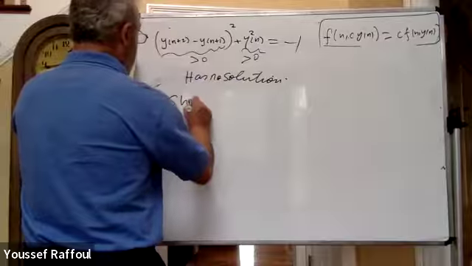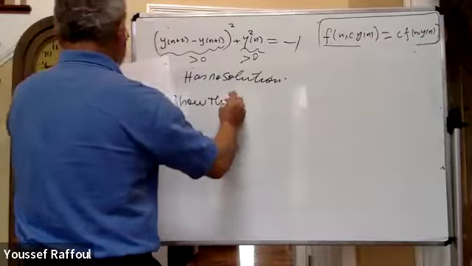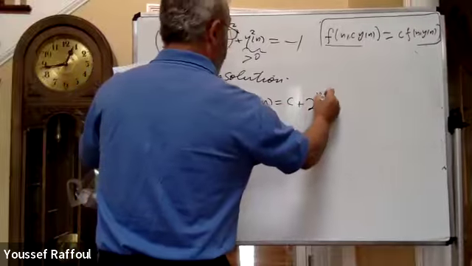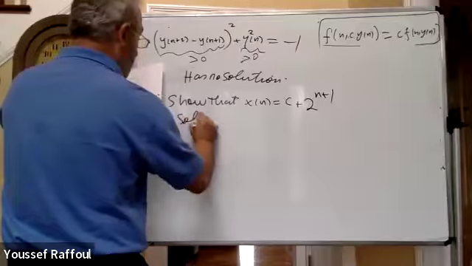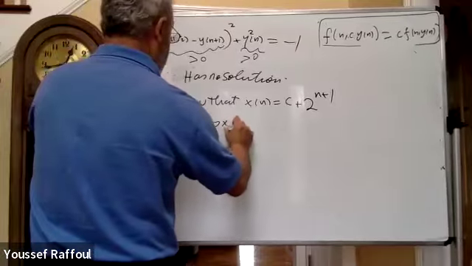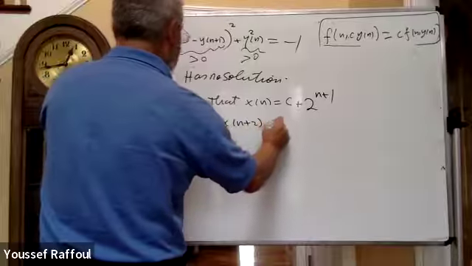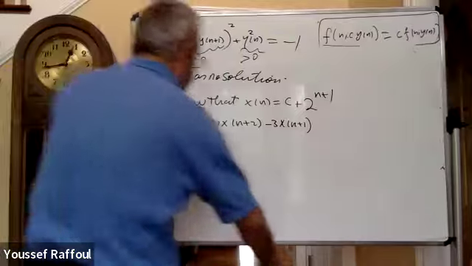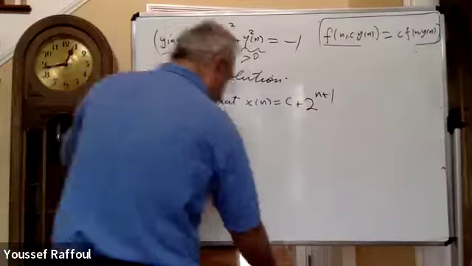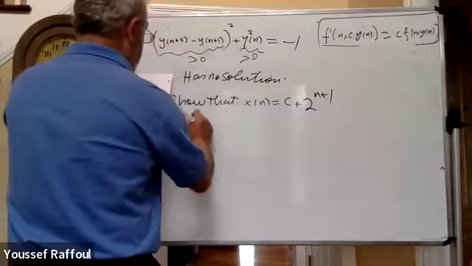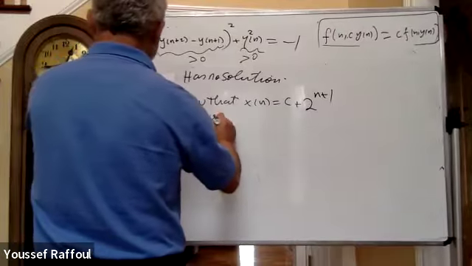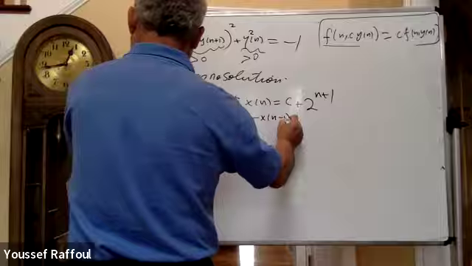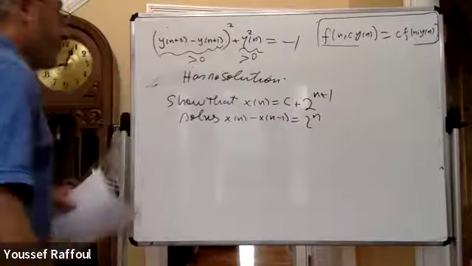So let's say, show that x n equals c plus 2 to the n plus 1 solves x n plus 2 minus 3 x n plus 1. No, sorry, I was reading a different one. Solves x n minus x n minus 1 equals 2 to the n.